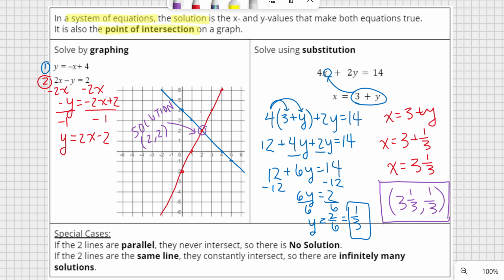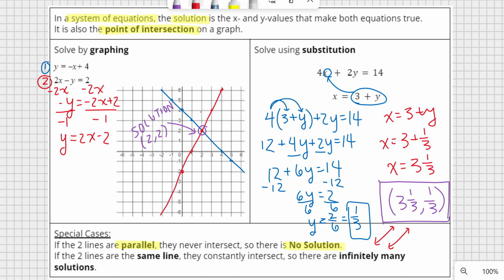A couple of other quick notes about systems of equations. Some special cases. If you graph the two lines and they're parallel to each other, so they have the same slope, then those two lines would never intersect. And in that case, since there's no point of intersection, we would say that there's no solution. If your graph looks something like one line is like this and the other line is like this, parallel, no point of intersection, no solution.